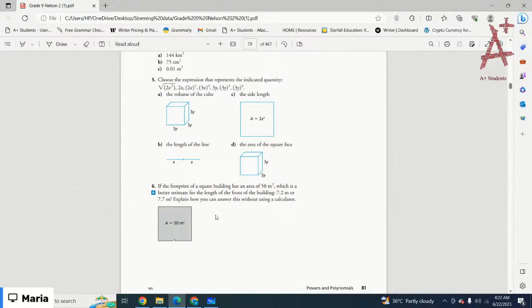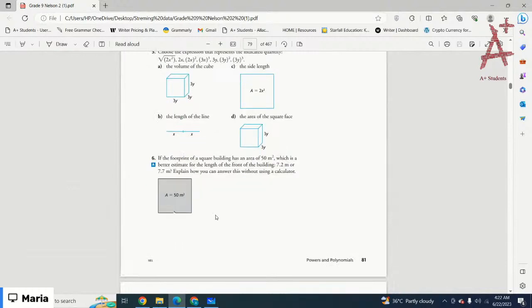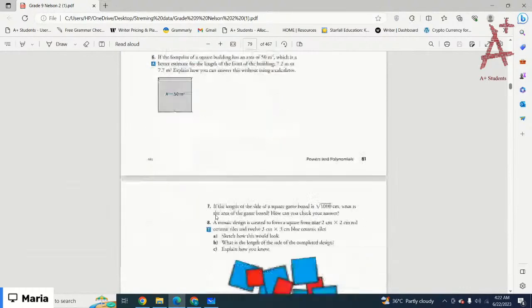Okay, let's just start with question number 6. If the footprint of a square building has an area of 50 meters square, which is a better estimate for the length of the front of the building, 7.2 meters or 7.7? Explain your answer. You have to see whether it is 7.7 or 7.2. Got it? You are given the area, that is 50 square.